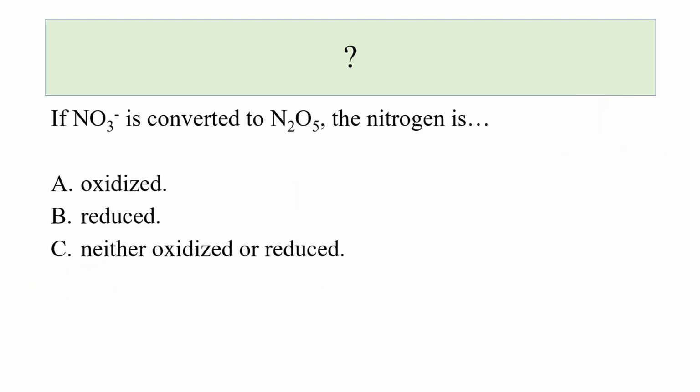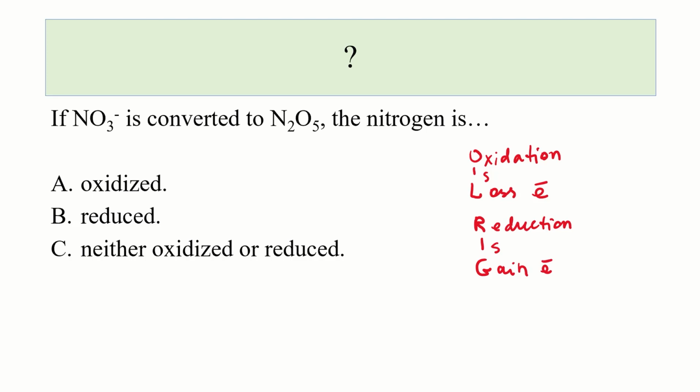If nitrate, NO3-, is converted to dinitrogen pentoxide, is the nitrogen oxidized, reduced, or neither oxidized nor reduced? Remember what oxidation is and what reduction is. We can use the simple abbreviation OIL RIG. Oxidation is loss of an electron or electrons, and reduction is gain. When something gains electrons, it becomes less positive or more negative. To figure out whether nitrogen is losing or gaining electrons, we need to track the oxidation states.